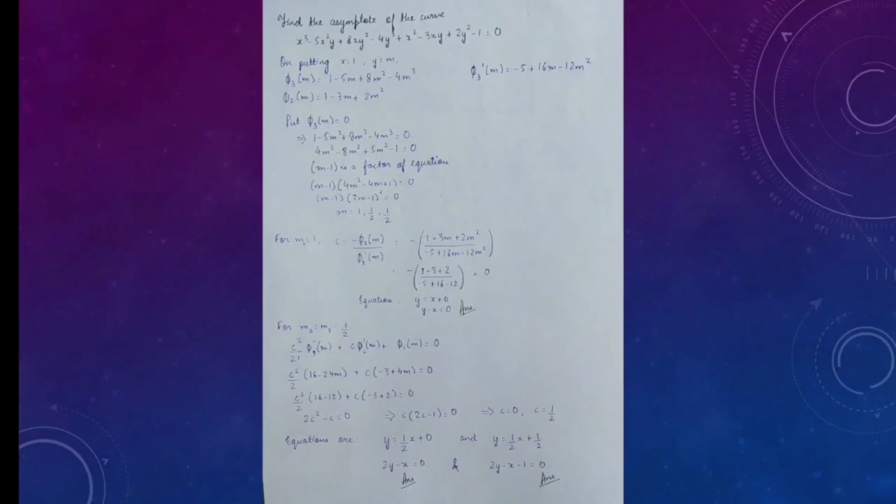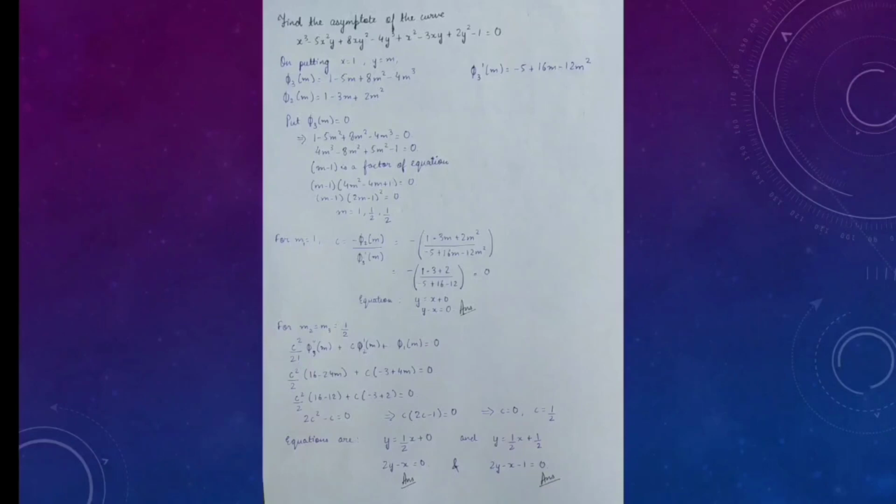minus phi 2(m) upon phi 3 dash(m), that is equal to minus (1 minus 3m plus 2m square) upon (minus 5 plus 16m minus 12m square), which is equal to minus (1 minus 3 plus 2) upon (minus 5 plus 16 minus 12), which will come out to be 0. So putting in equation y is equal to mx plus c, we will get y is equal to x plus 0, that is y minus x is equal to 0.